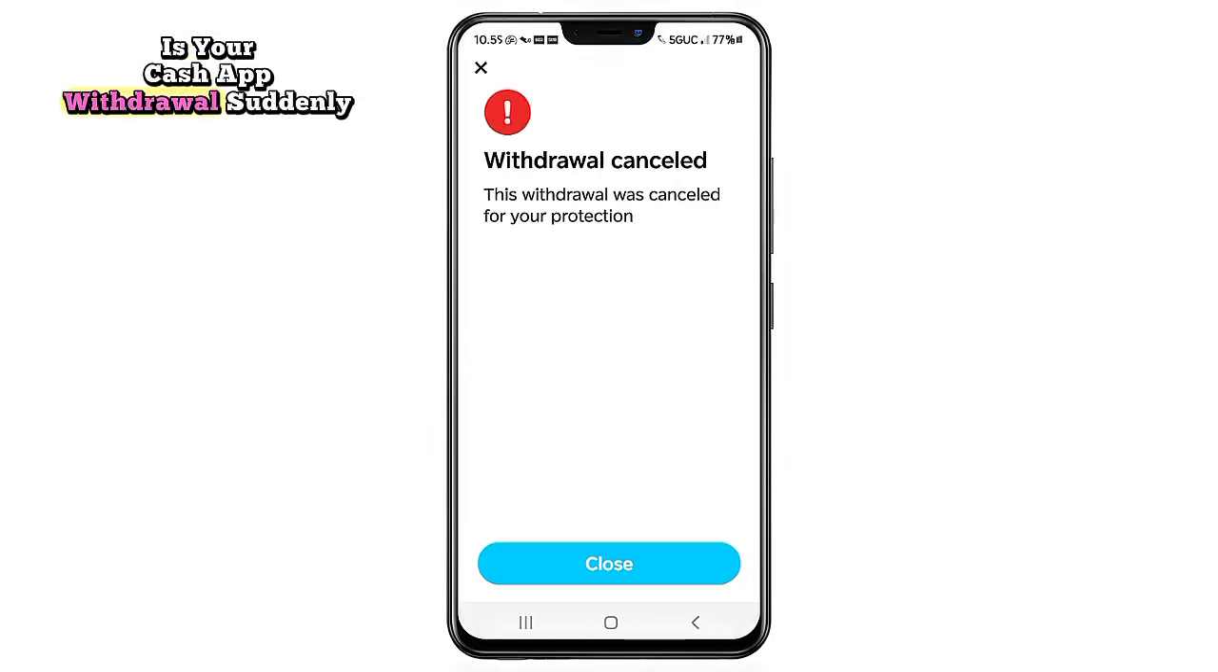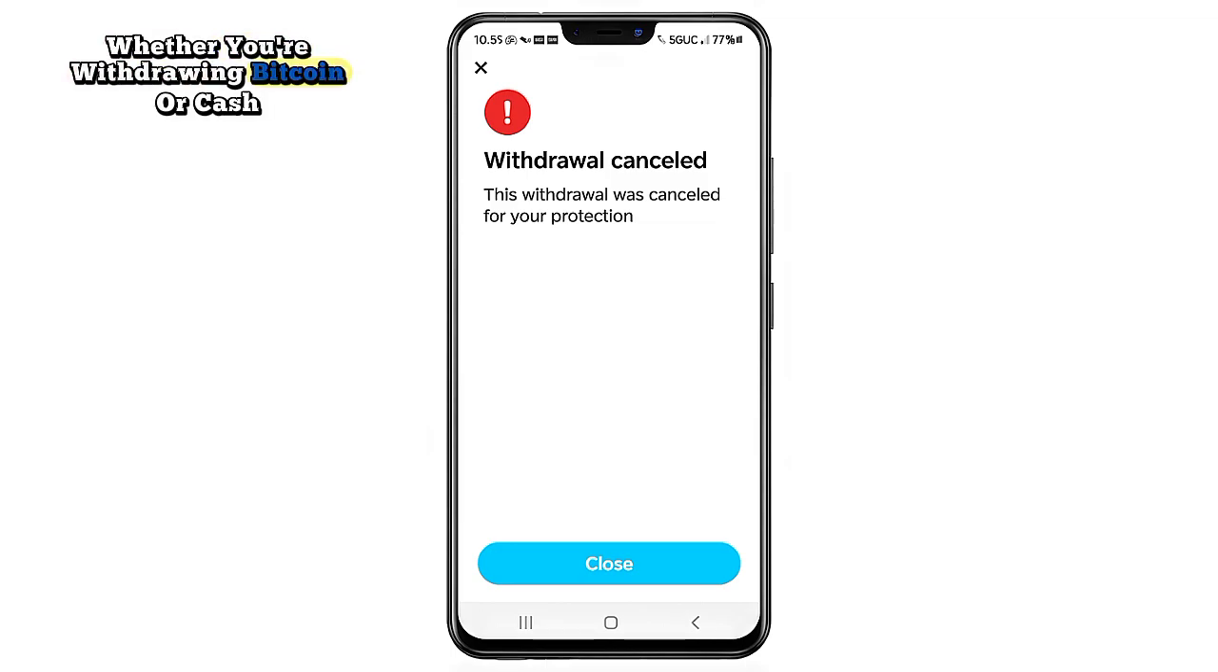Is your Cash App withdrawal suddenly showing the message, "This withdrawal was canceled for your protection." Don't panic. Yes, it's frustrating, but the good news is, it's completely fixable. Whether you're withdrawing Bitcoin or cash, this guide will walk you through exactly how to fix it, step by step.